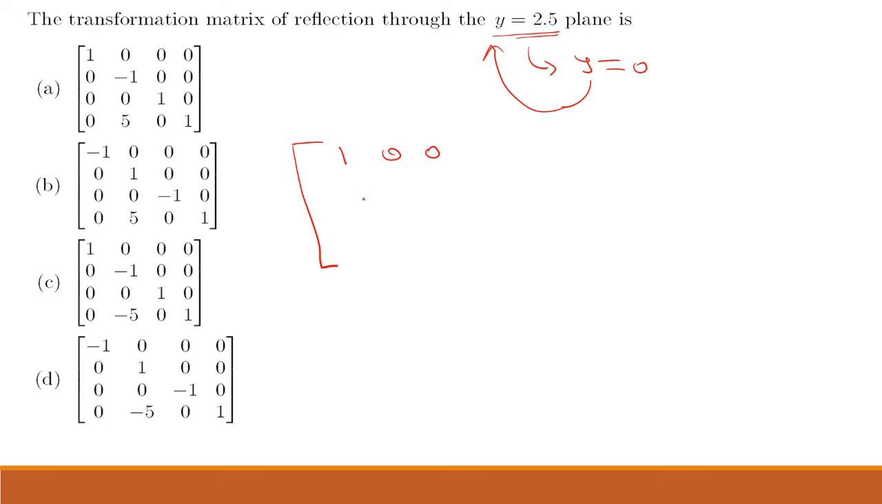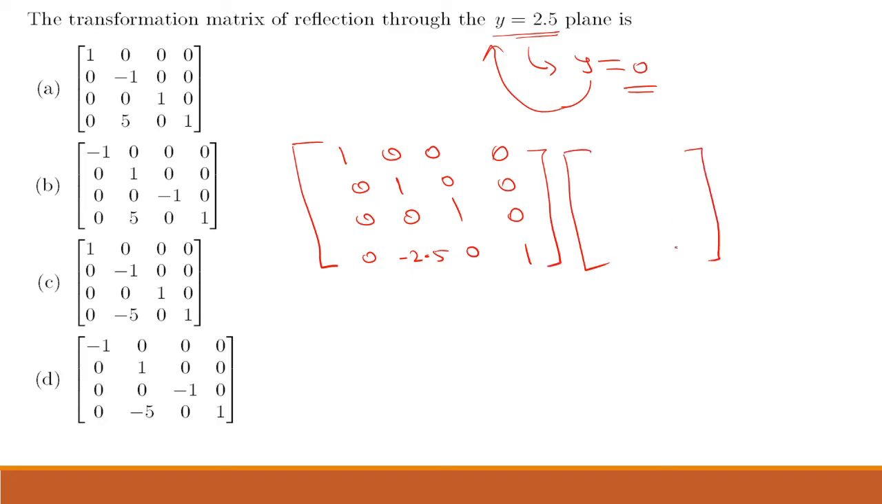So 1 0 0 0 1 0 0 0 1. Now there is a translation by minus 2.5 in the y coordinate, because if we add minus 2.5 to 2.5 we will get y = 0, so we have to add minus 2.5. Okay, and then 0 0 1. Again, then what we have to do, we have to reflect across the y = 0 plane. The y = 0 plane means the xz plane.